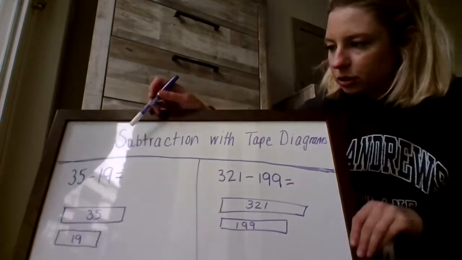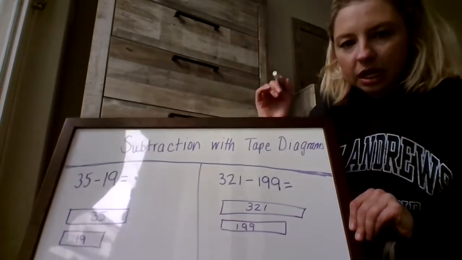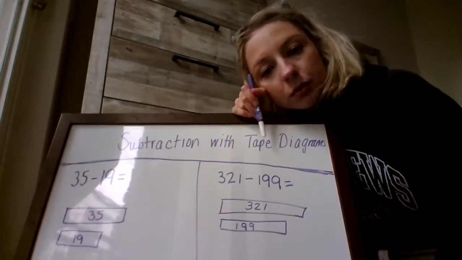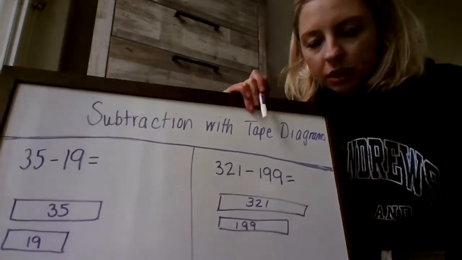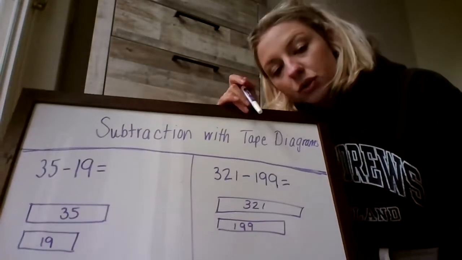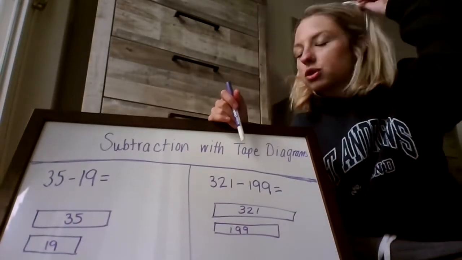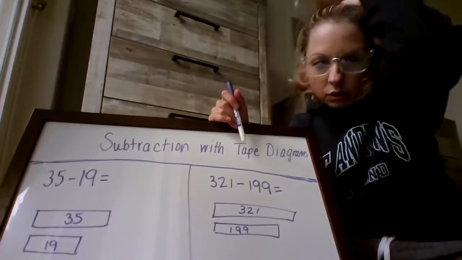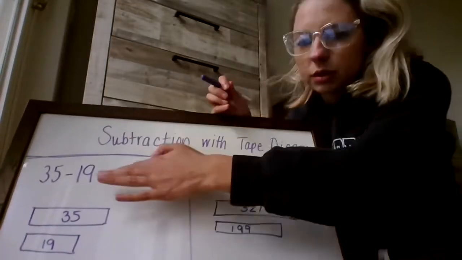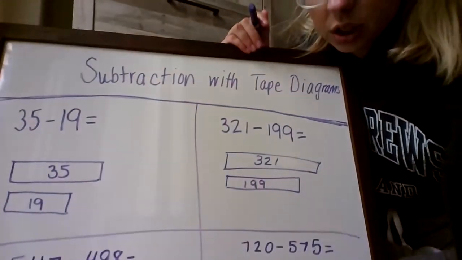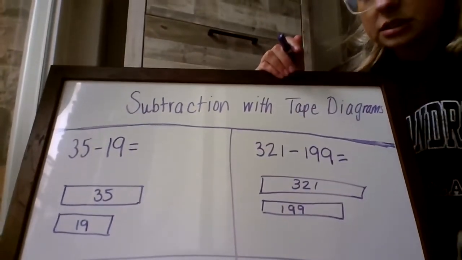So we are going to be doing subtraction with tape diagrams. You guys probably remember this from school, but we're going to go back, and this is really just a review, but also to remind you some easy subtracting strategies, okay? So with that being said, we're going to start with this one right here. We're going to start with 35 minus 19.